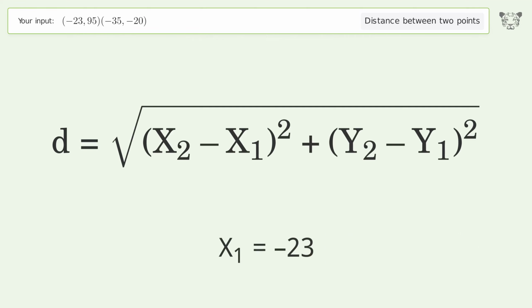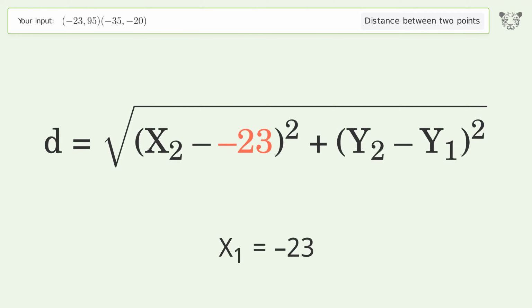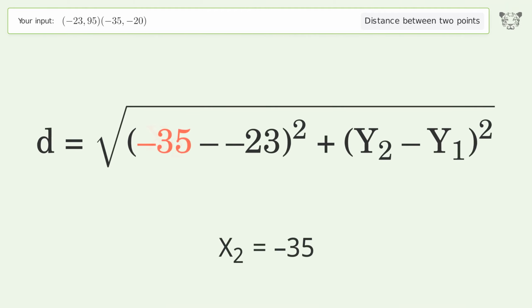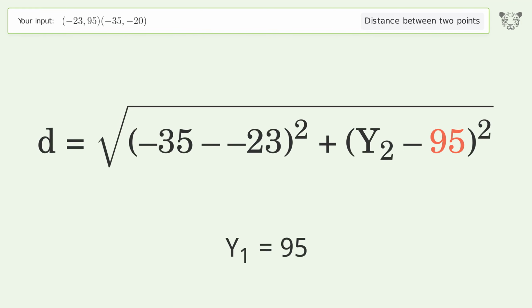x1 equals -23. x2 equals -35. y1 equals 95. y2 equals -20.